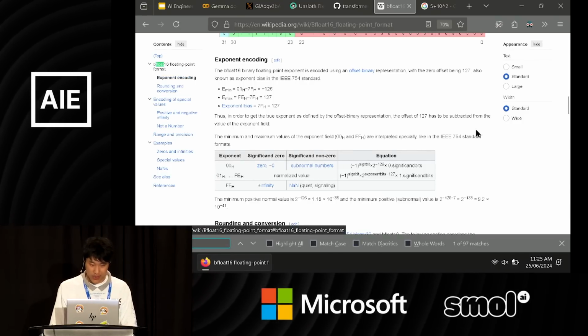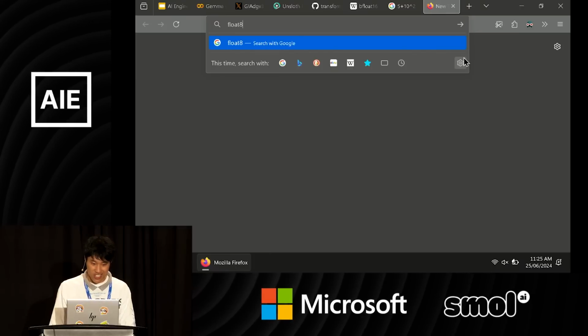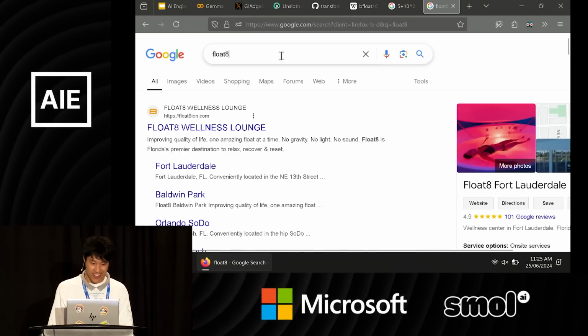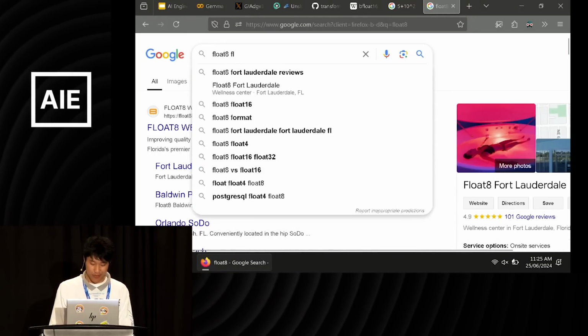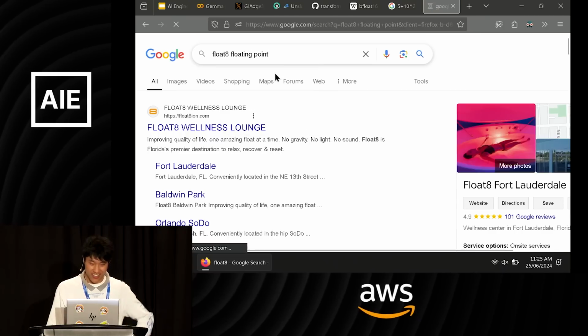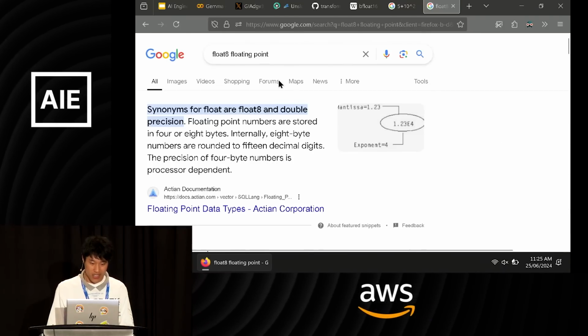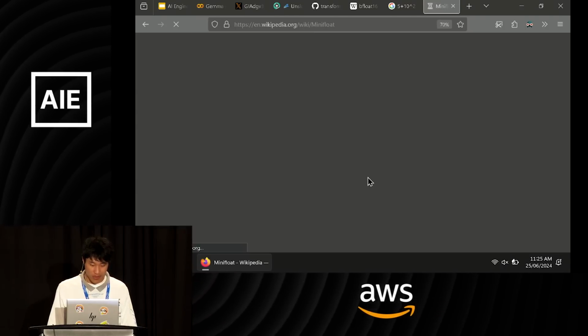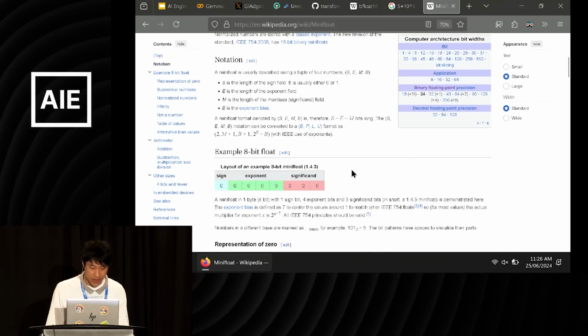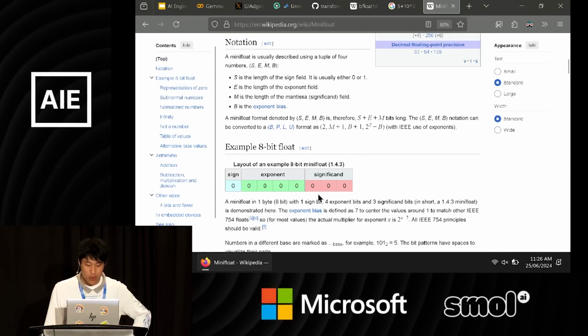Oh wait, I don't think so. It's in Wikipedia. Float 8. Oh, okay. Floating point. It's called EM. Oh, I'll just use mini float. Does it? They have some. Yeah, there we go. Right. So you get to decide.